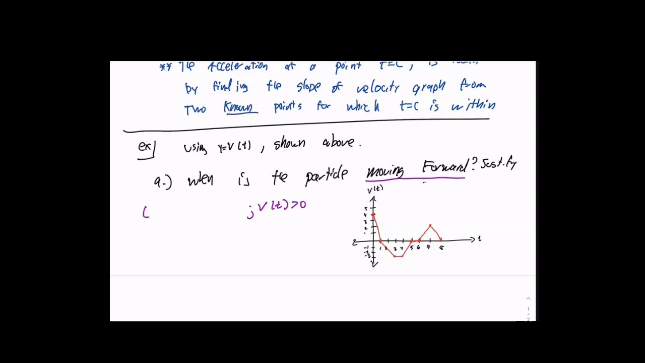Would it be 0 to 1? 0, comma 1, union with 6, comma 8. And that's my answer. Oh, mister, would it be a bracket at the beginning when it's 0, or would it be parentheses?